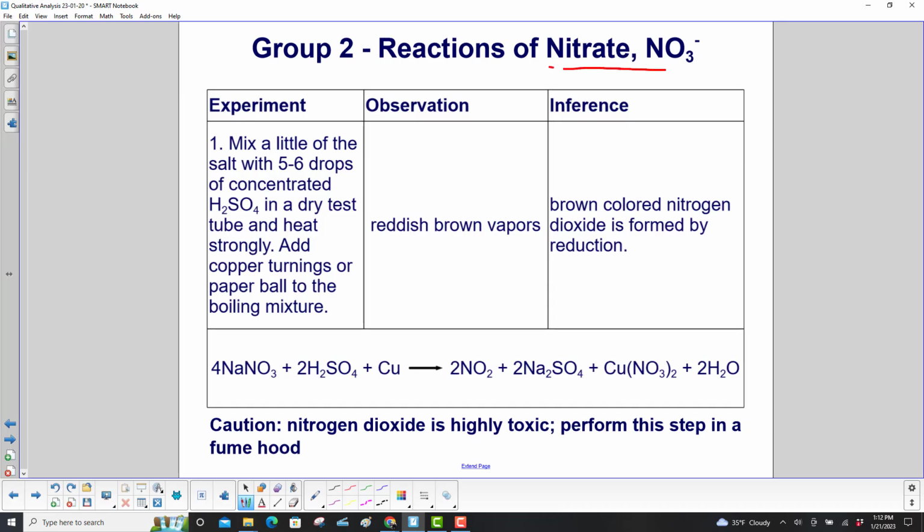Reactions with nitrate. Step 1. Mix a little of the salt with 5 to 6 drops of concentrated sulfuric acid in a dry test tube and heat strongly. Add copper turnings or paper ball to the boiling mixture. Observation, reddish-brown vapors. Brown-colored nitrogen dioxide is formed by reduction. Caution, nitrogen dioxide is highly toxic. Perform this step in a fume hood.